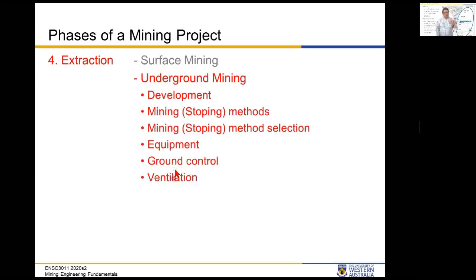So within underground mining, we're going to be looking at development, which I'll explain in a moment what that means. Then the mining methods, which are called stoping methods, and then how you choose between those various stoping methods. And there are about, I don't know, 5, 6, 7 common stoping methods. Equipment typically used, the ground control, how we stop rocks falling on our head, and ventilation, not something we have to worry about in surface mining, getting fresh air down there for the workers.